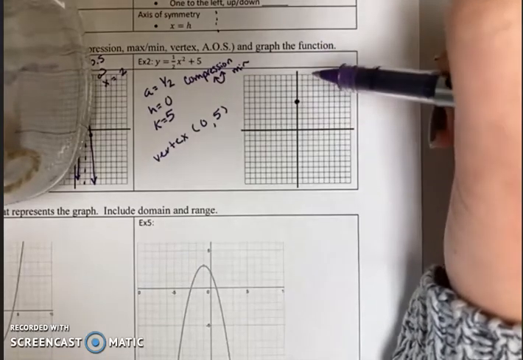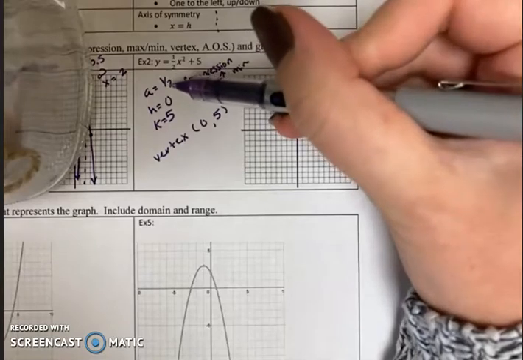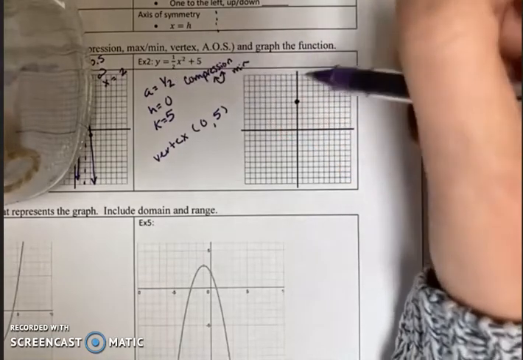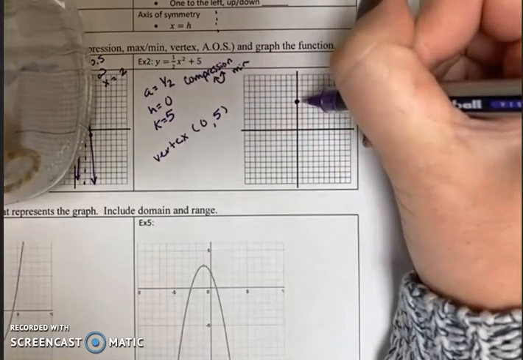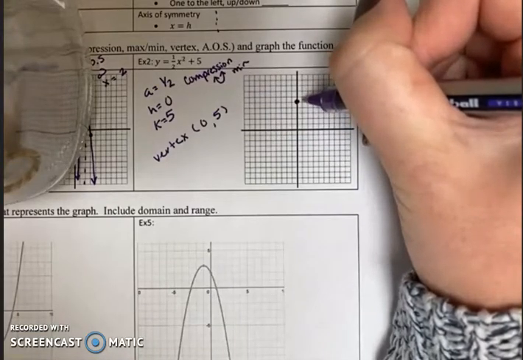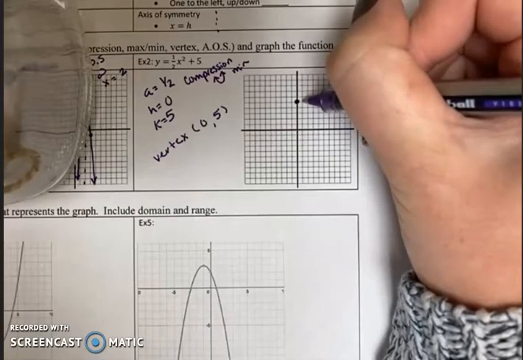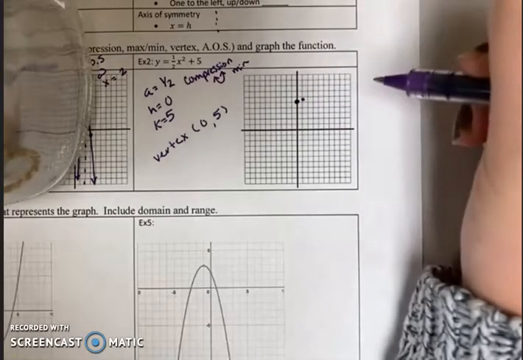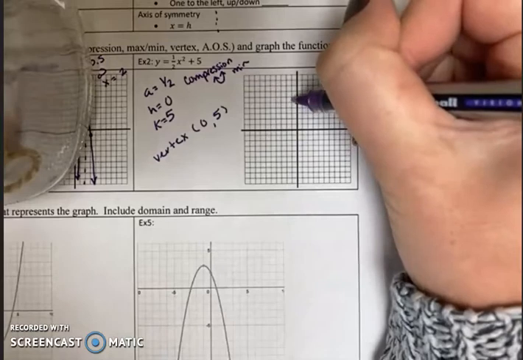I'm plotting my second point using the a value to help me. So we always move right or left 1. So I'm going to move right 1, up however many the a value is. So I'm going to go right 1, up 1/2. And also left 1, up 1/2.